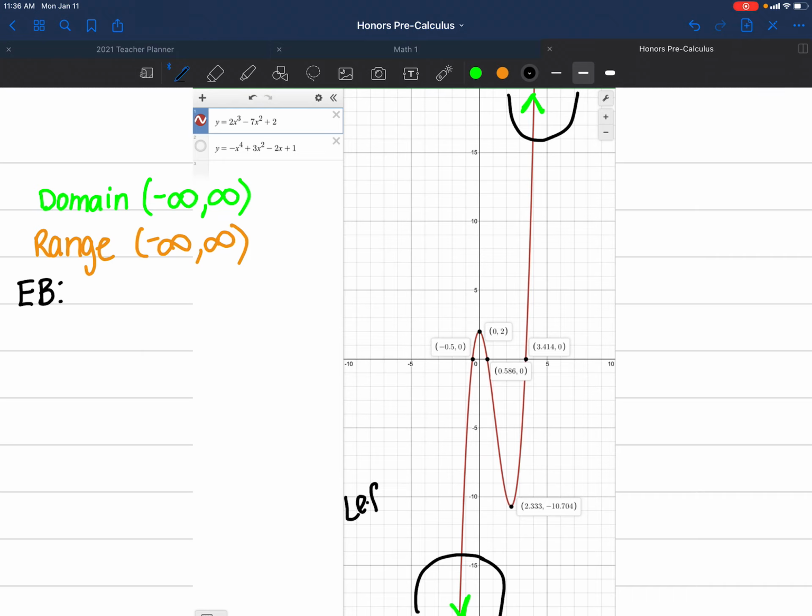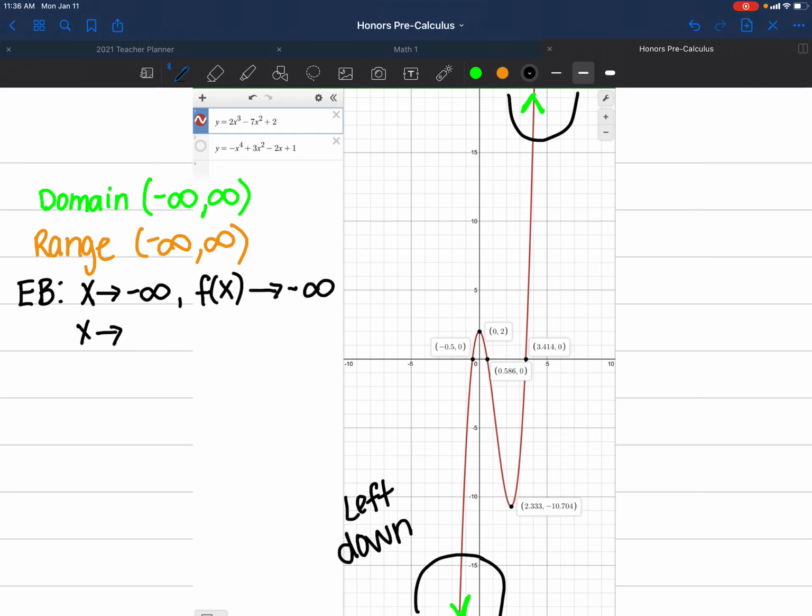So as I'm going to the left, my graph is going down. So as x approaches negative infinity, that means going to the left, then y, or f of x, is going to go down. So if it's going down, then it's going to negative infinity. That's the left side. I know it's the left side because of the fact that we said x is negative infinity.